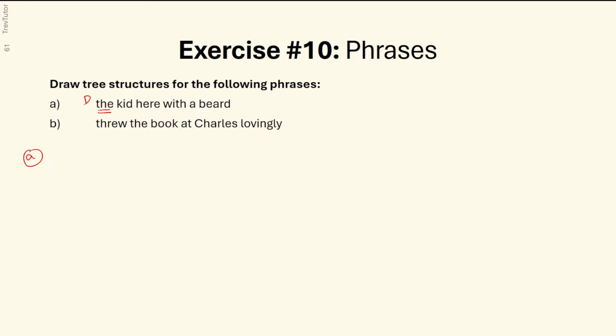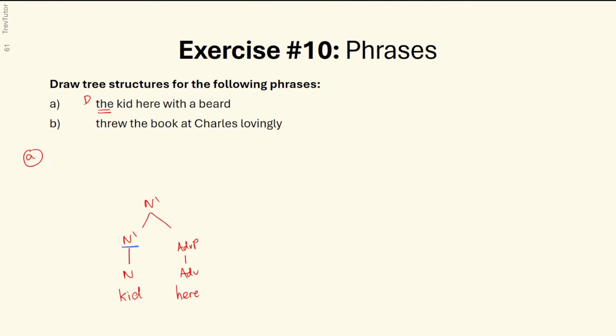So we could say "the one with a beard" or "the one." So in terms of our structure, "kid here," let's just label this. "Kid" is going to be a noun. "Here" is going to be an adverb. This is going to form an adverb phrase. Now, this is optional. So we could just say "the kid with a beard" or "the kid." So this is going to be an adjunct, which means that if we want to connect it, we have to connect it between two N bar levels.